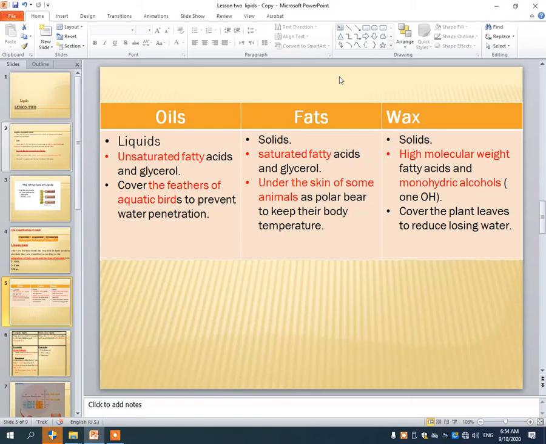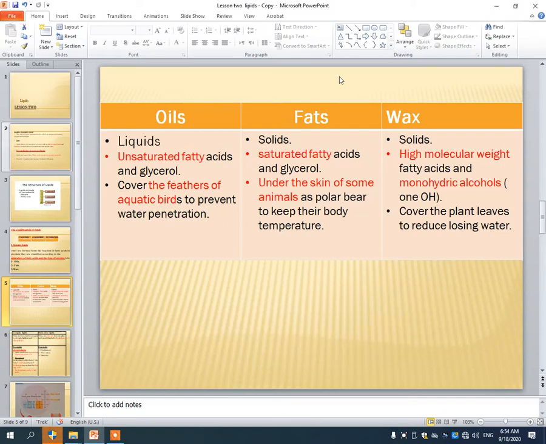We can find oils on the feathers of aquatic birds, the birds which live beside water. Why? Because oil prevents water penetration. Water can't get inside the feathers of this bird, so it can move freely. If water were inside the feathers, the bird couldn't move.